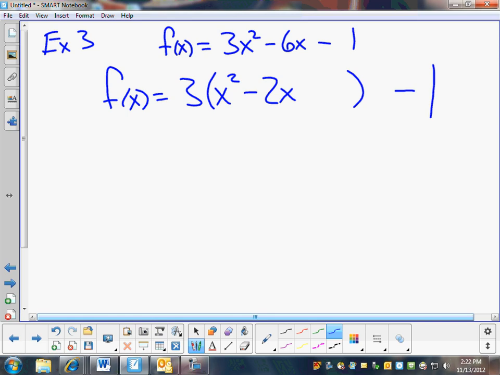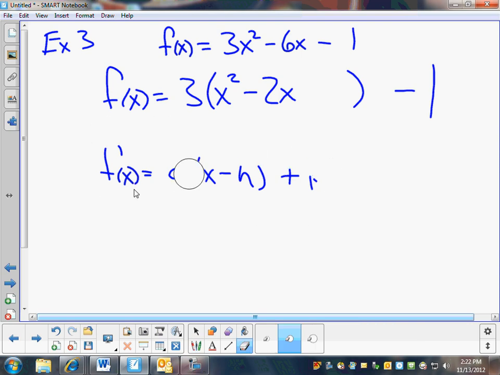Furthermore, doesn't that look very similar to f of x equals a times x minus h, quantity squared, plus k? Doesn't that look very similar to that right now? All I have to do is complete this square, right? That's all I have to do.